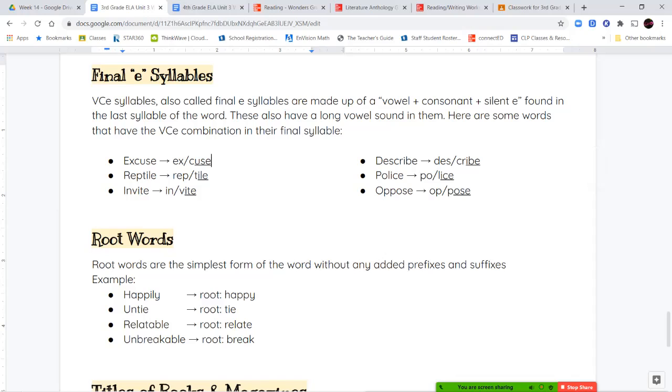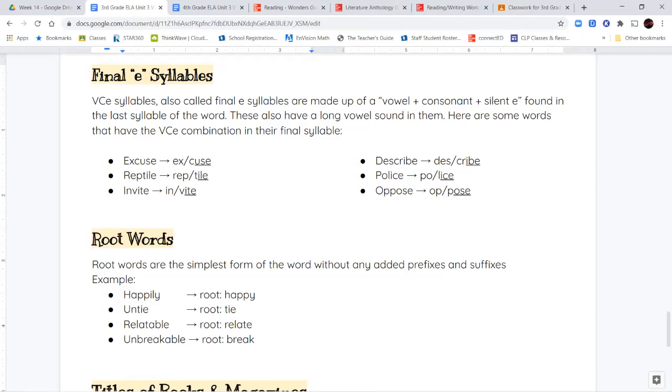Reptile, again, divide that syllable. I have the ILE, that's my VCE or my final E in the syllable. Invite, VITE, vowel, consonant, silent E. Describe, police, oppose. All of these, you're hearing the vowel say its name. So you're hearing that long vowel sound in that final syllable because of that silent E that's in the end of it.